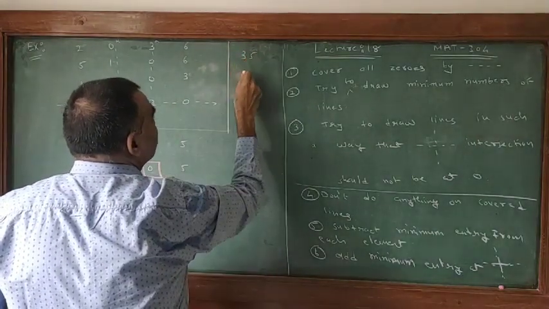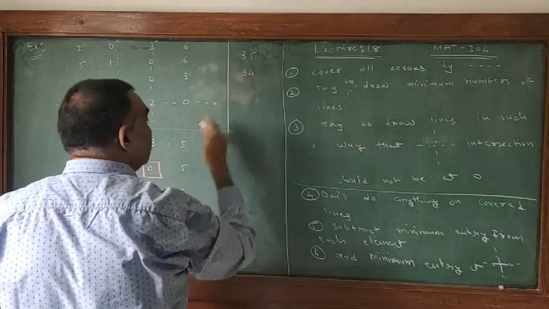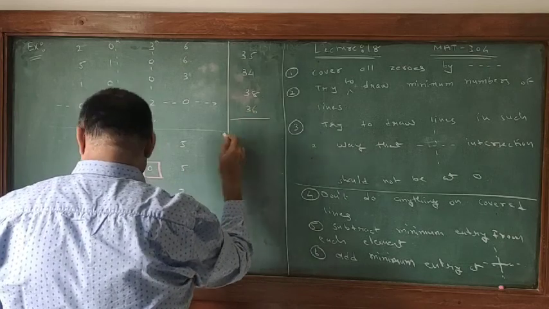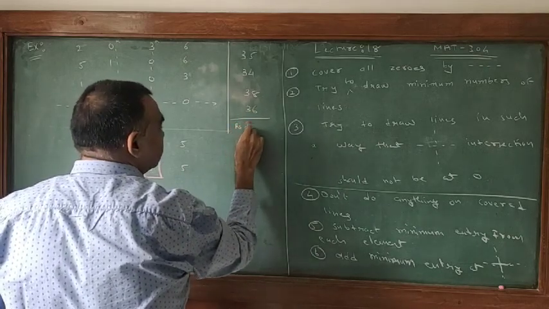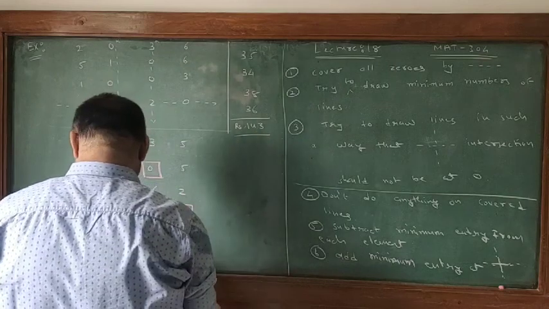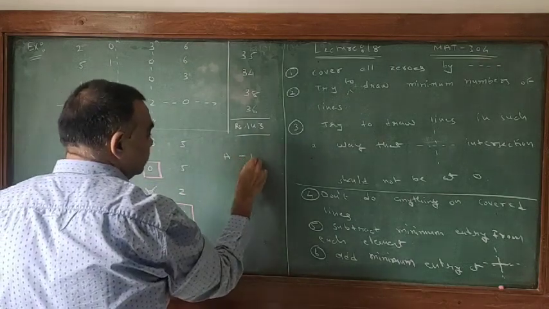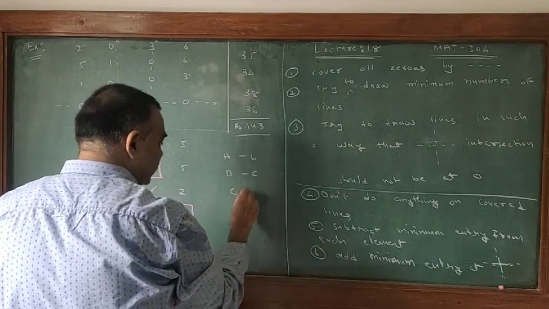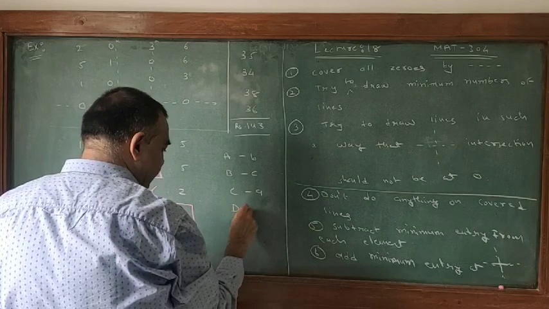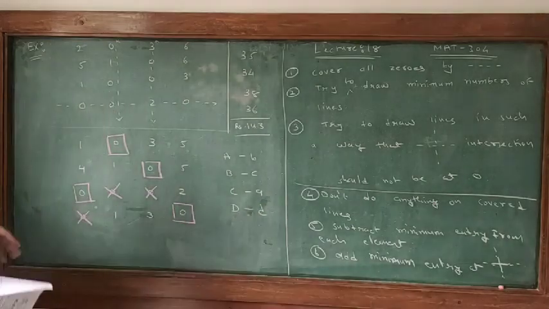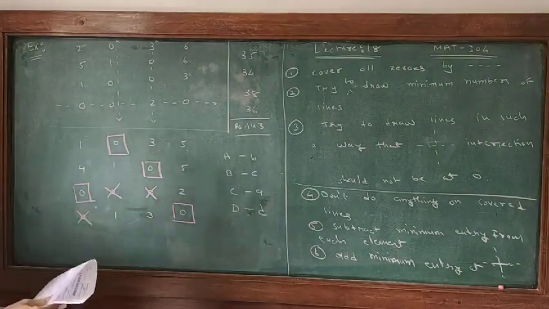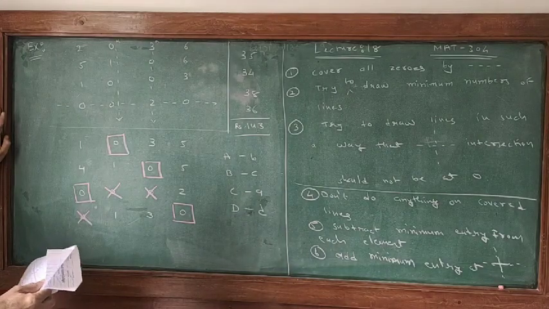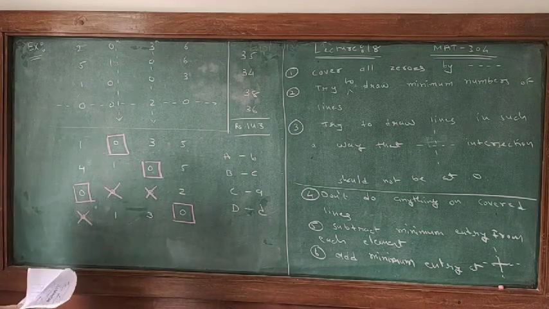And therefore the answer is 35, 34, 38, 36. Means it is rupees 143. And the route is A to B, B to C, C to A, and D to D. This will be our route, and therefore 38, 35, 34, and 36. This will be our answer.